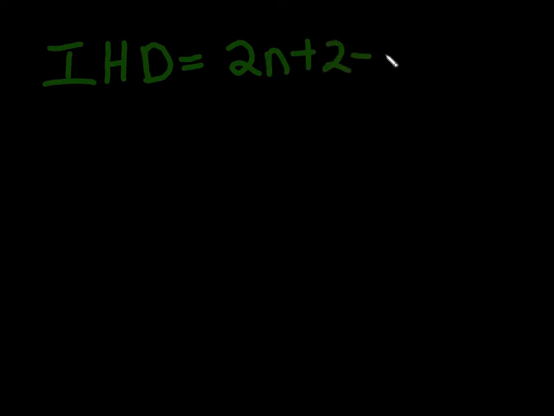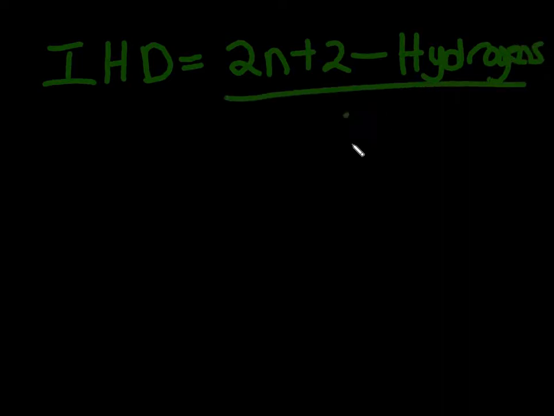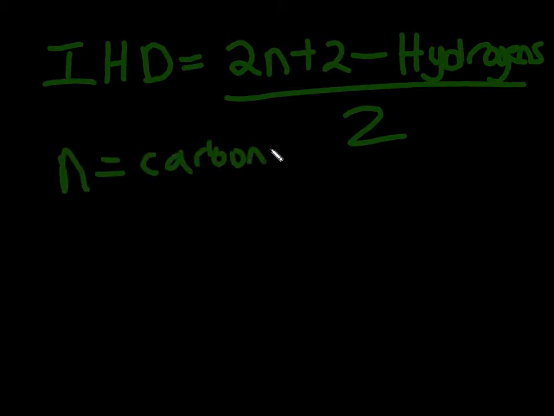We'll be talking about IHD, which is index hydrogen deficiency, also known as degrees of unsaturation. Here we have this equation that we use. IHD equals 2n plus 2 minus the number of hydrogens in a compound, all over 2. N represents the number of carbons in the compound.